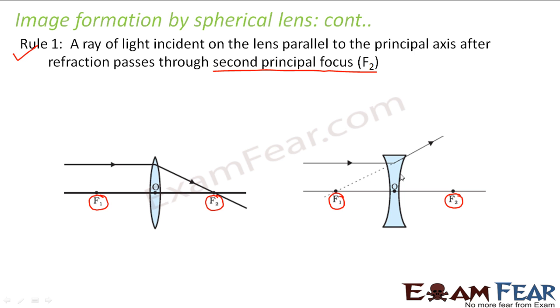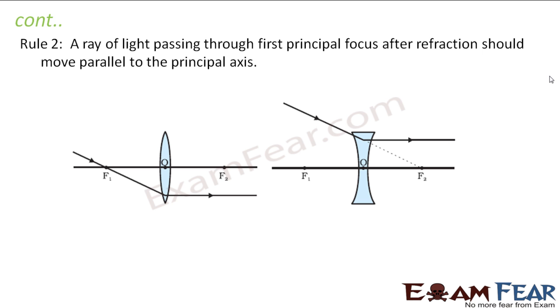Now in this case, it is not passing through the second principal focus, instead it passes through the first principal focus. So this holds true only in case of a convex lens. In case of a concave lens, it appears to pass through F1, right? Now let us look at the next rule, rule number 2.